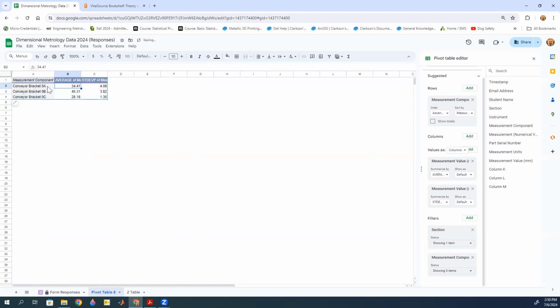We can see conveyor bracket A, B, and C. The average value for hole diameter A is 34.41, and a single standard deviation is 4.08. For B, it's 45.31 millimeters, standard deviation of 3.82. And for conveyor bracket C, the average is 28.18, and the standard deviation is 1.35, which is a little smaller than for measurement A. So we are asked to compute the 70% range.